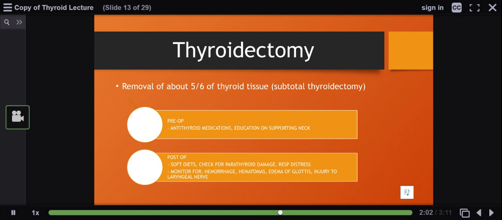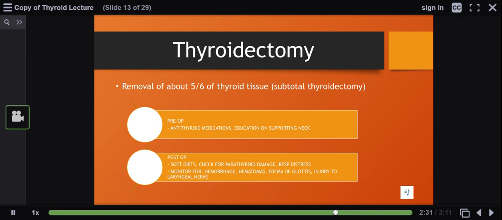We also want to encourage very little talking in the post-op phase to reduce any edema. But we would want to immediately report any voice changes, as this could indicate injury to the laryngeal nerve, which is directly behind the trachea. We are constantly monitoring for any respiratory distress, as this could indicate a post-op hemorrhaging or hematoma formation.